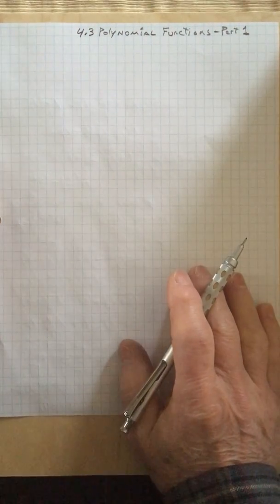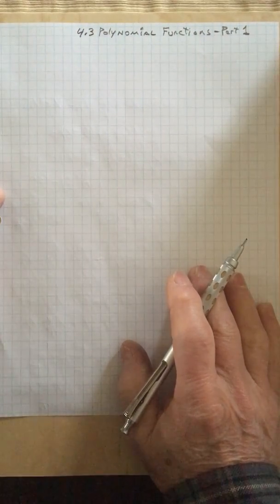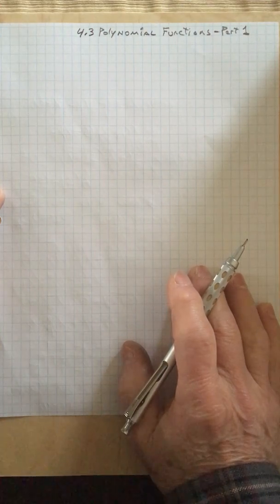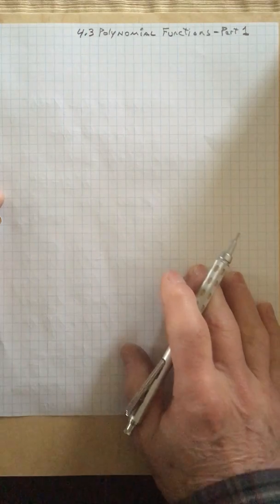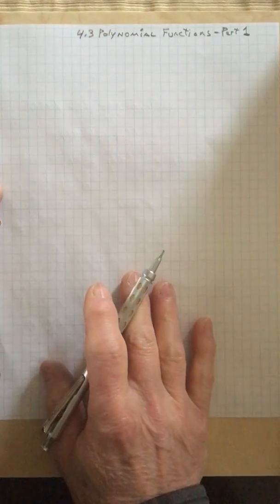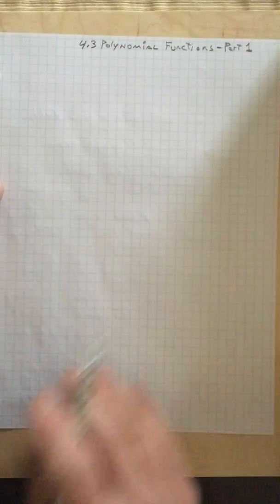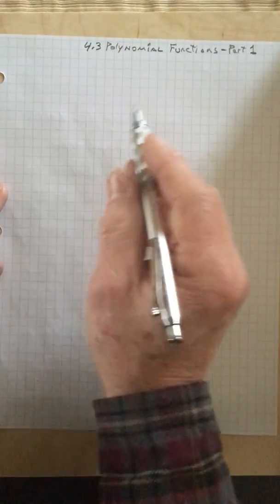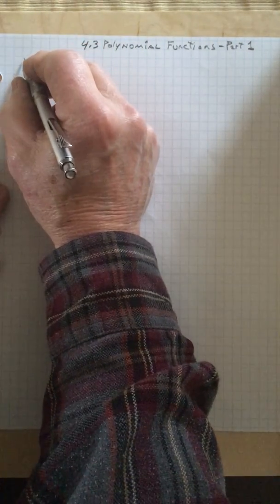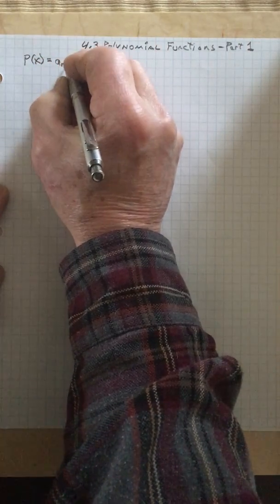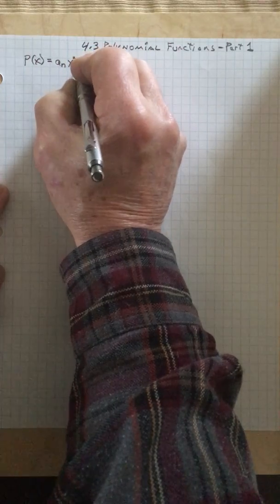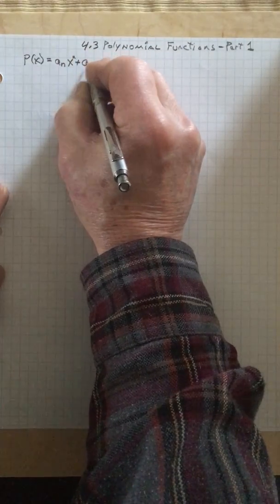Okay, section 4.3, it's more work with polynomial functions, talking about roots and how to find them mostly. But let's start out with kind of a formal definition of what the function looks like. Basically, you'll see this in the book.